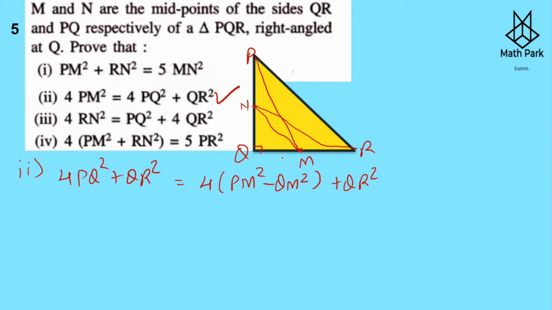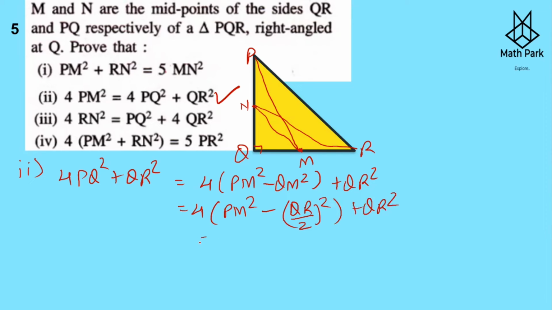So PM, if you want, this QM can be written in terms of QR, because M is the midpoint. So we get 4 in bracket PM square minus QM square. QM is nothing but half of QR. So it is QR upon 2 whole square, that is QM square, plus QR square.